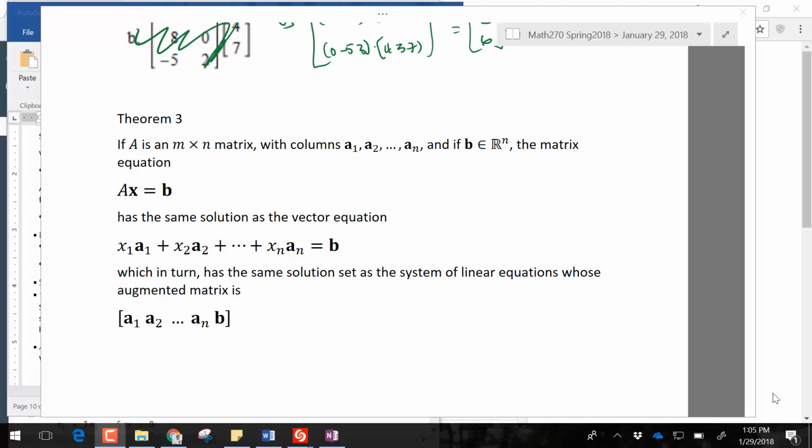Yeah, so you could have a different number of column vectors as there are elements in the vectors. Is that what you're saying? Oh, yeah.